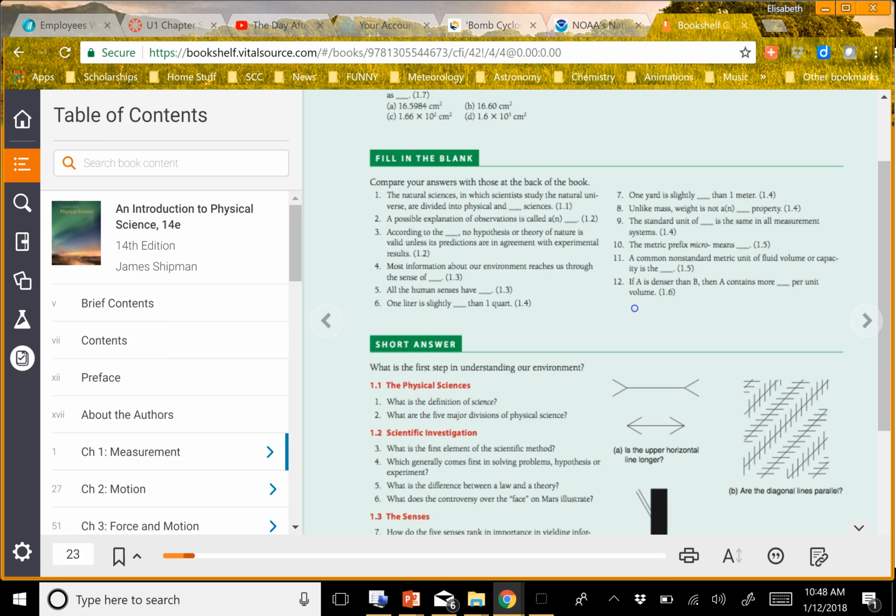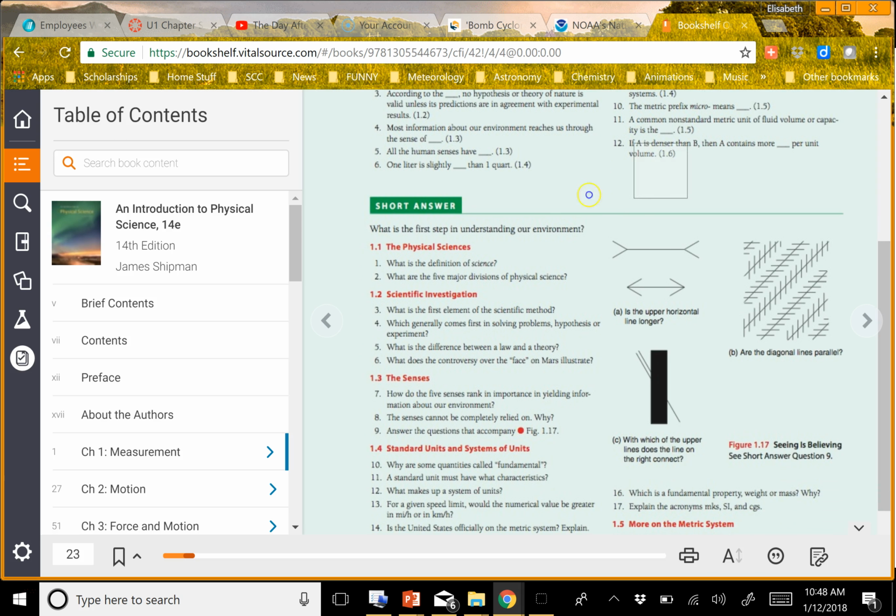So short answer down here, these are things we talked about. I know it's hard for you to read, but what is the definition of science, 5 major divisions, what was it, 9? Was it 1, 2, 9? 19. Okay, thank you, 19 and 21. Okay, looks like those two.